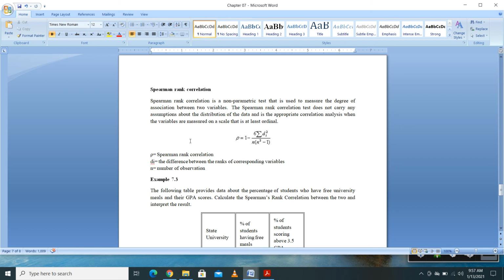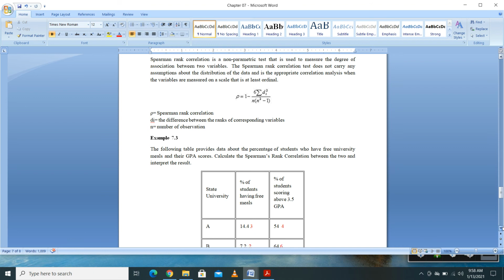calculate the correlation coefficient, you can use this formula. So you can see you have 1 minus 6 d squared over n, and you have two parameters, n and d i. So I will explain to you how to calculate this Spearman rank correlation.